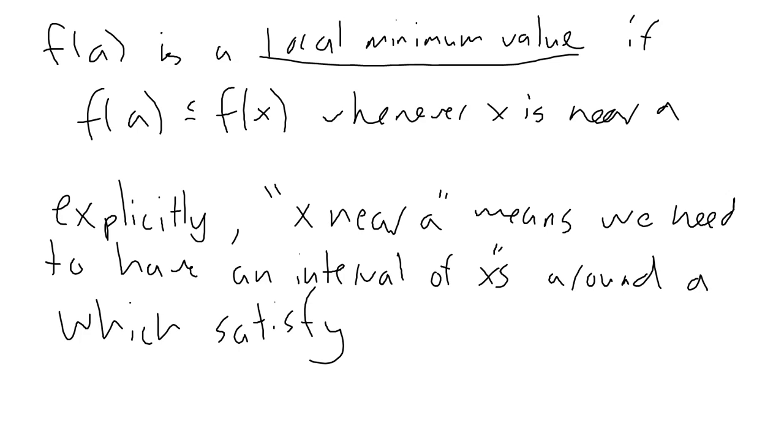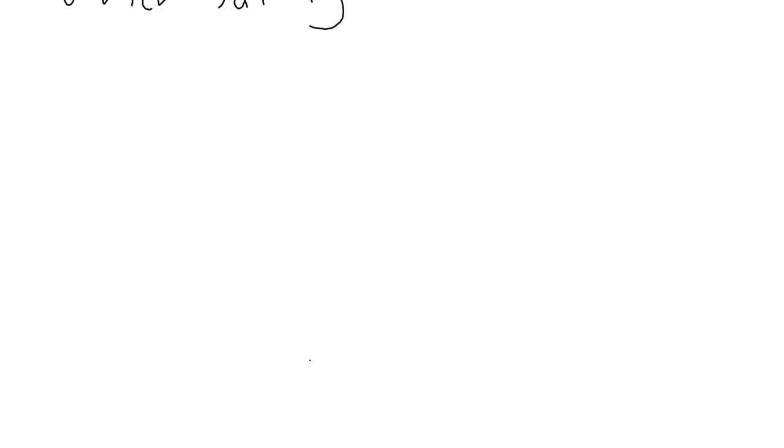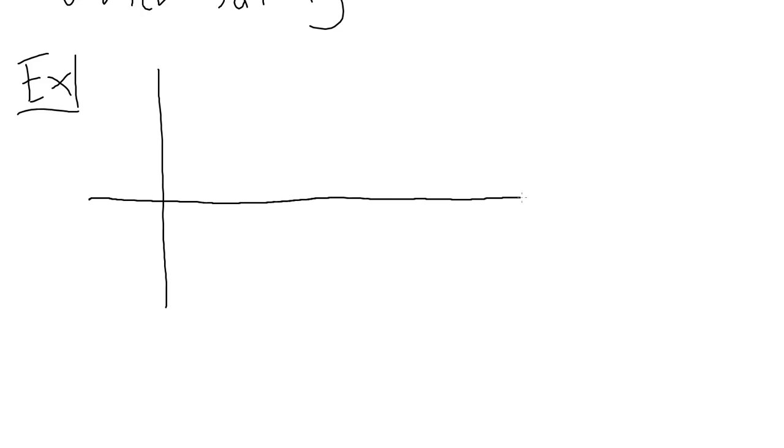So x near a just means that there's some interval where I can say, for every x in this interval, that inequality we had is true: f of a is either bigger than or equal to all the f of x's, or it's less than or equal to them. What this looks like graphically is the only way we're going to be talking about local maxes and mins. You're going to have to graph the function and then figure out if it's a local max or not.